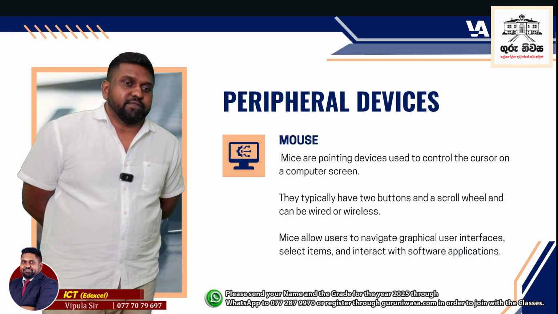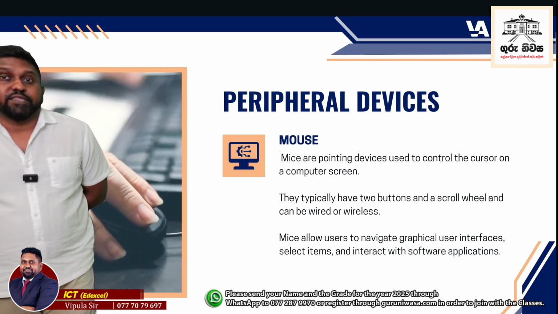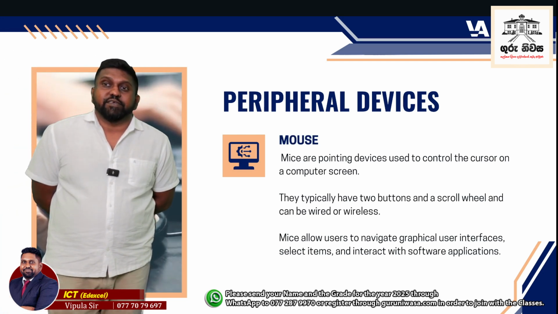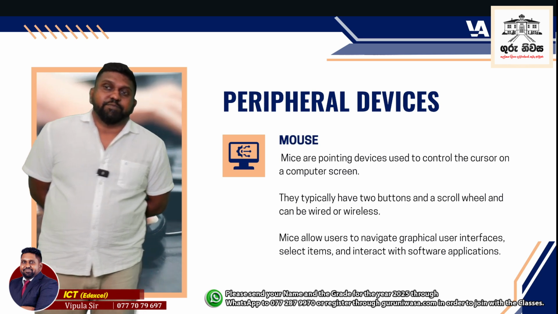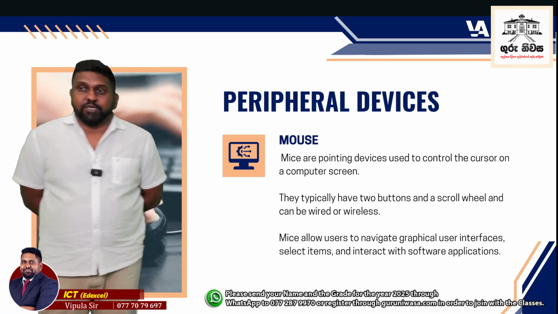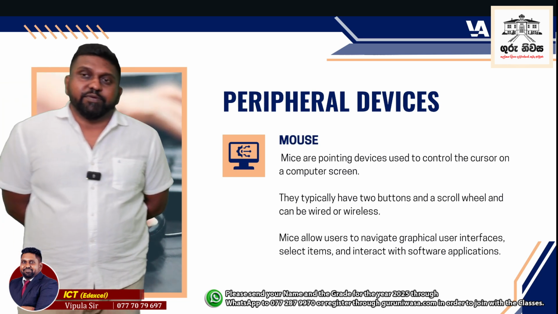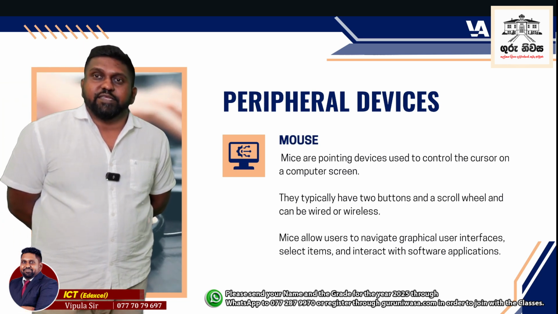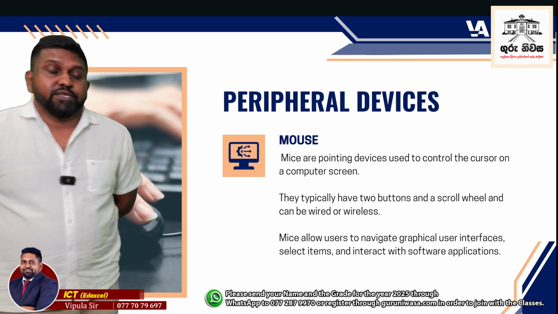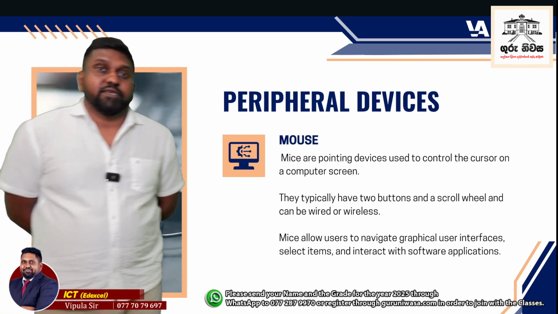So please write down the first point, which is in this case mice are pointing devices used to control the cursor on a computer screen. Okay, remember to write it down because these will be the points which will be there in the question paper.